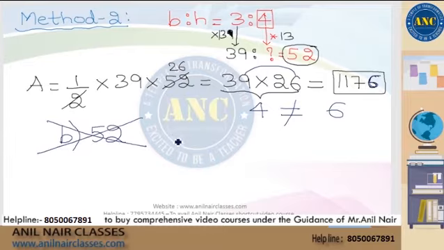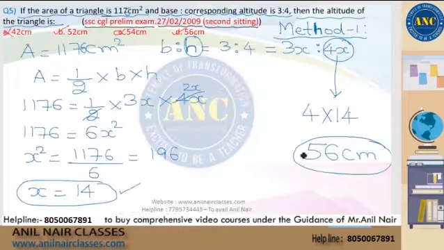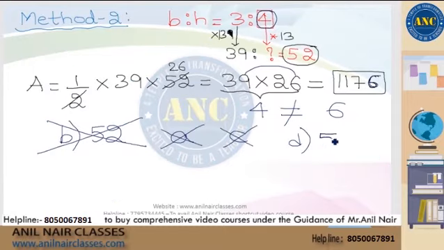Out of 4 options, already option A was eliminated. Option B I eliminated just now. Option C was eliminated because it was not a multiple of 4. Therefore, the correct option is option D, which is 56 centimeters, and that is exactly what I got by using method 1. If you observe method 2, I don't even use any variables here, and I can solve it so easily and in the most beautiful way possible.